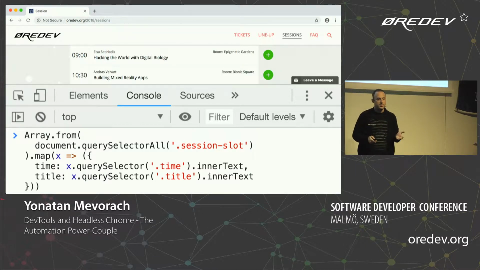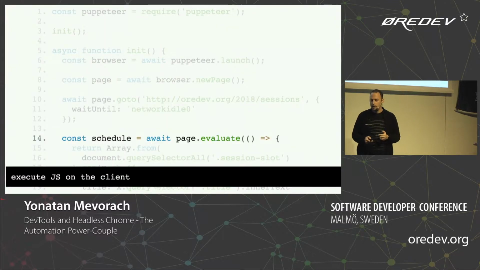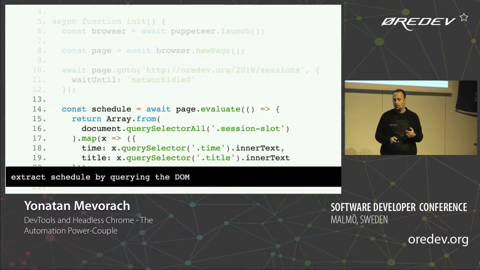So I can do this exact same thing in my automated script inside my Puppeteer script. I can take this exact code, and I can pass it to the page.evaluate method that Puppeteer exposes. And it could be a bit confusing because I'm using Node here, but all of a sudden we're seeing things like document and query selector all, which are obviously DOM APIs, which only exist in the browser.